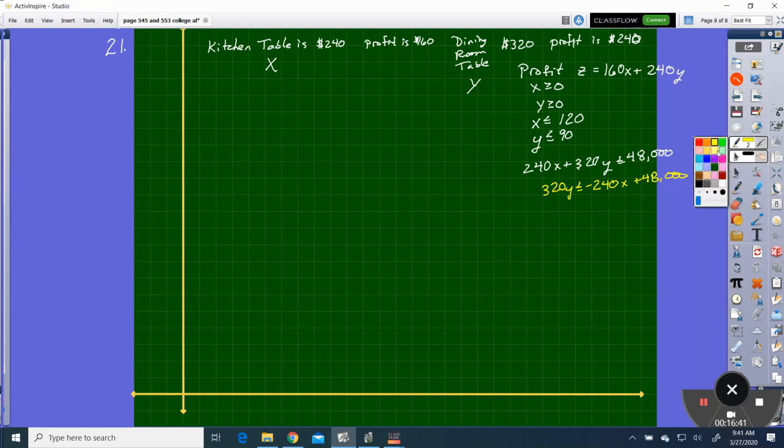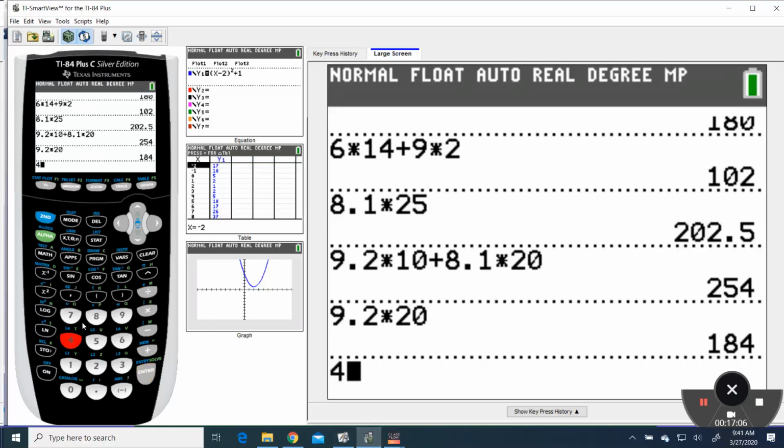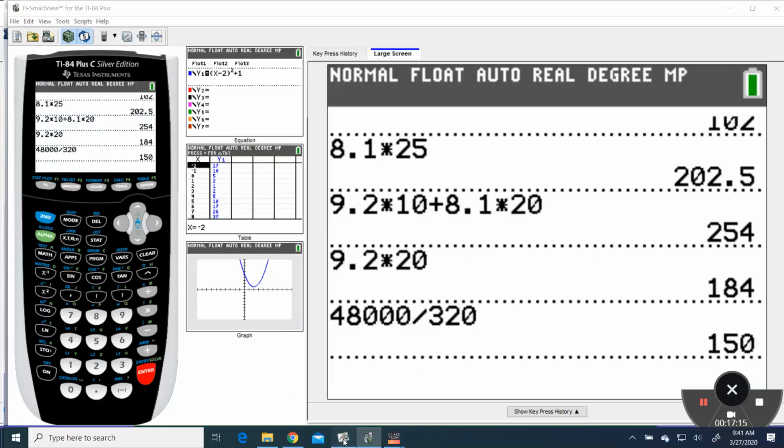So now what I want to do is divide this by 320. So those zeros disappear. 24 and 32 are each divisible by 8. 24 divided by 8 is 3. 32 divided by 8 is 4. So that's negative 3/4 x. And 48,000 divided by 320 is 150.